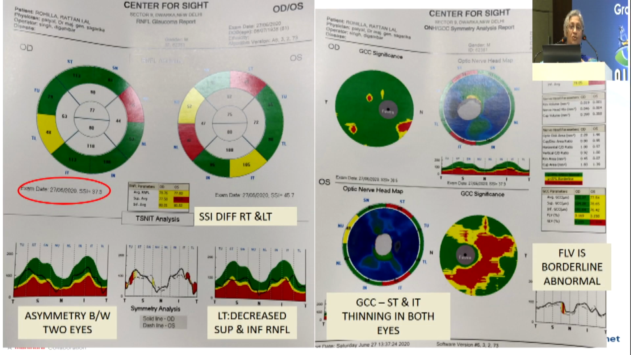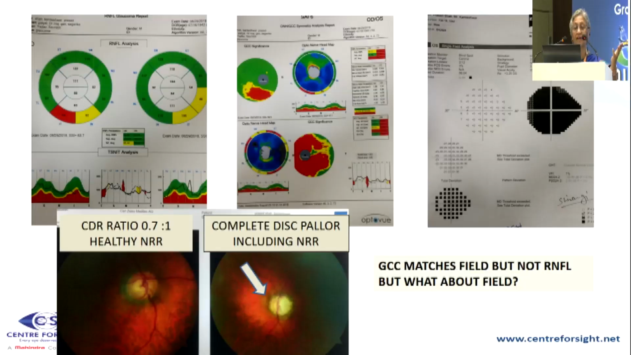Please do not forget to look at the SSIs, the signal strengths. There's asymmetry, left decreased, superior and inferior RNFL decreased. And please remember, the FLV, although it should be able to tell us whether this patient has glaucoma or not, is only borderline. So the entire OCT has to be taken into consideration with what the findings are.